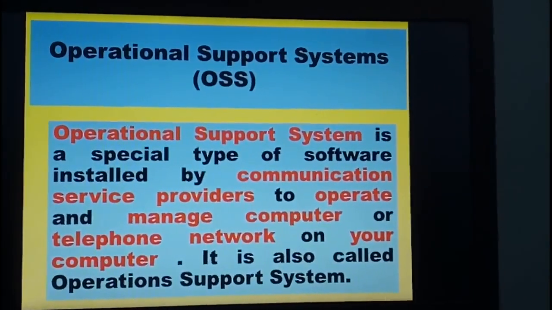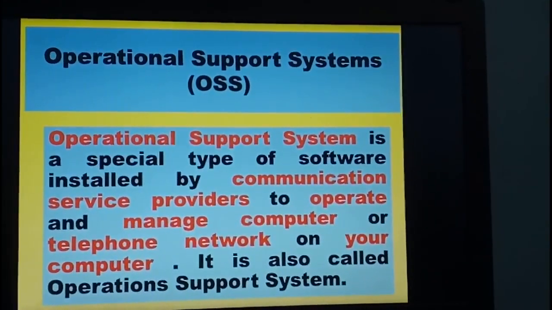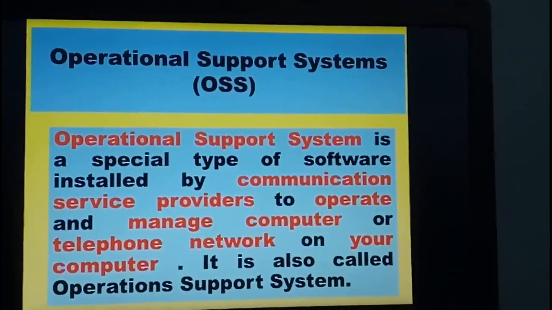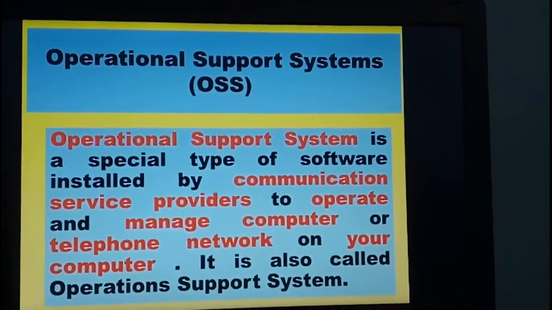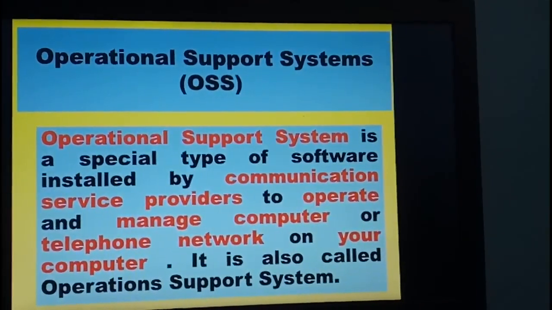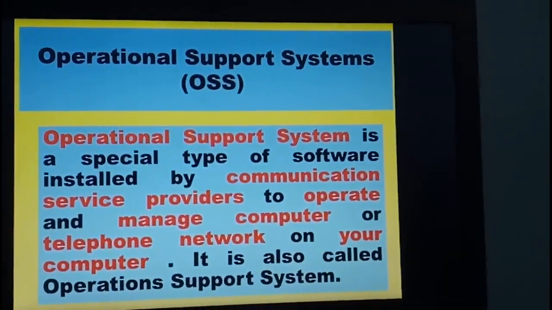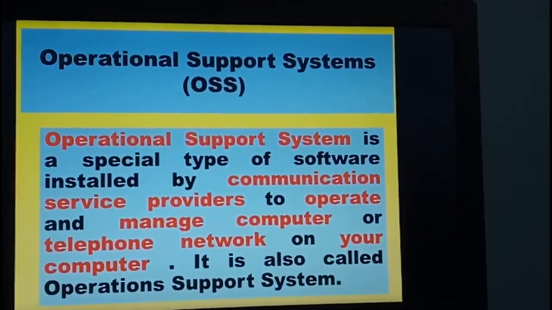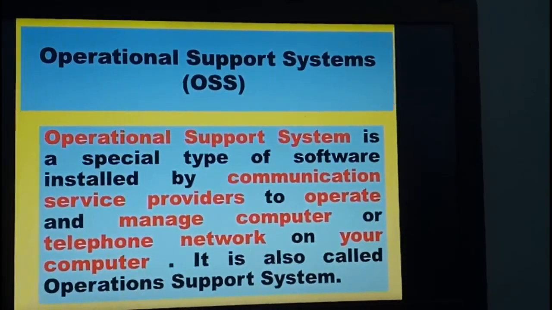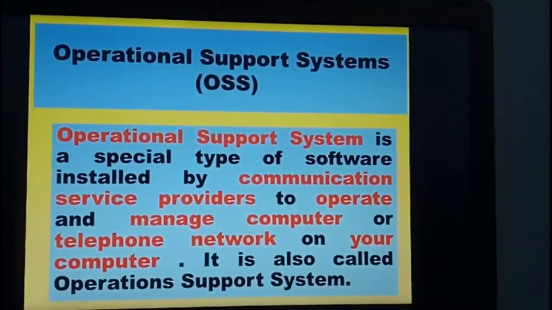Now we talk about some utility programs which are mentioned at the end of the chapter. The first one, Operational Support Systems or OSS. Operational Support System is a special type of software installed by communication service providers to operate and manage a computer or telephone network. It is also called Operations Support System.